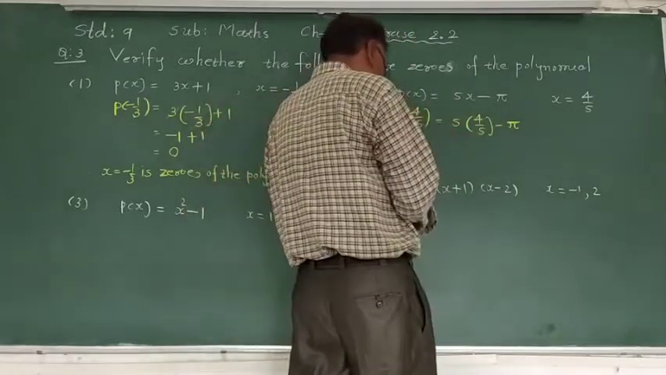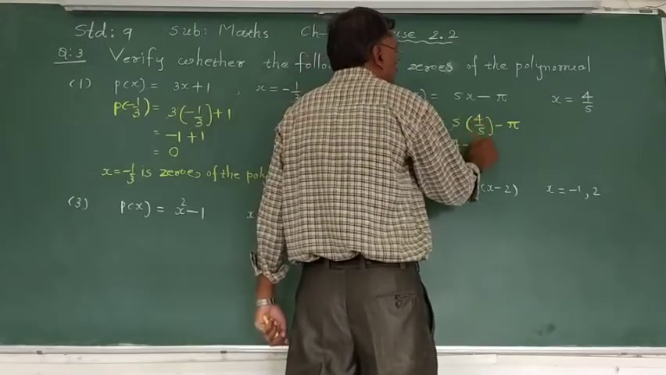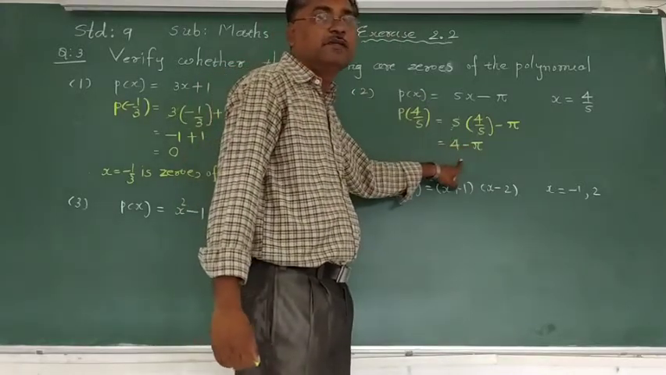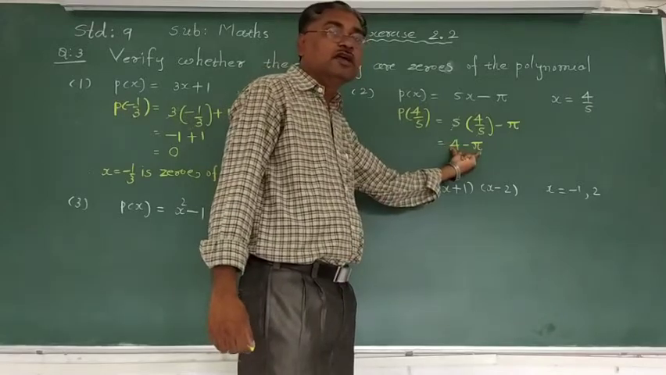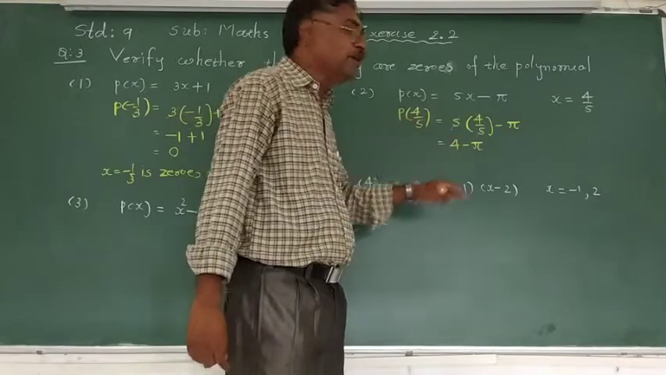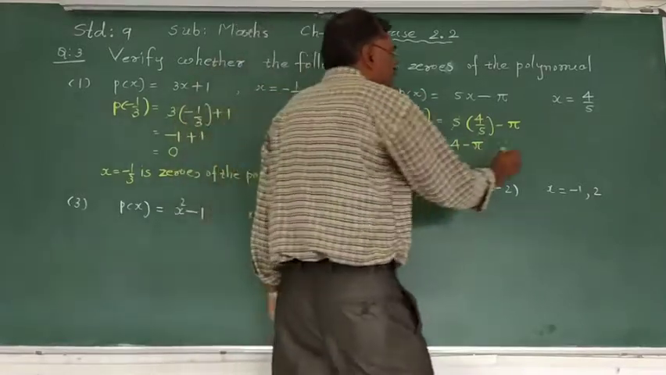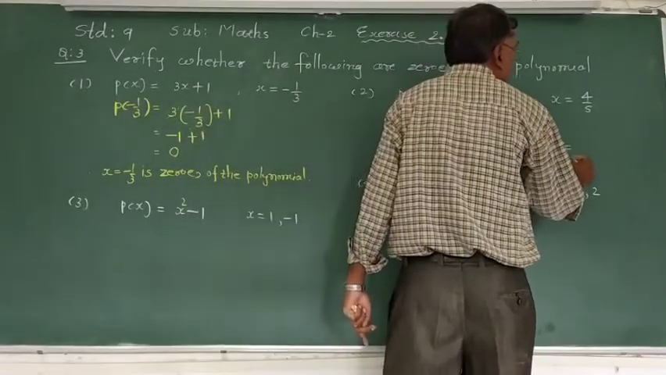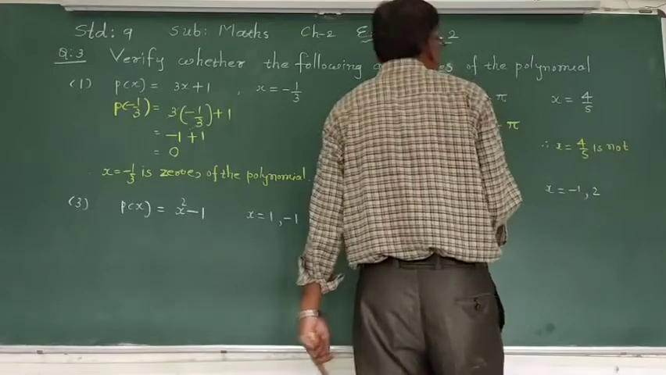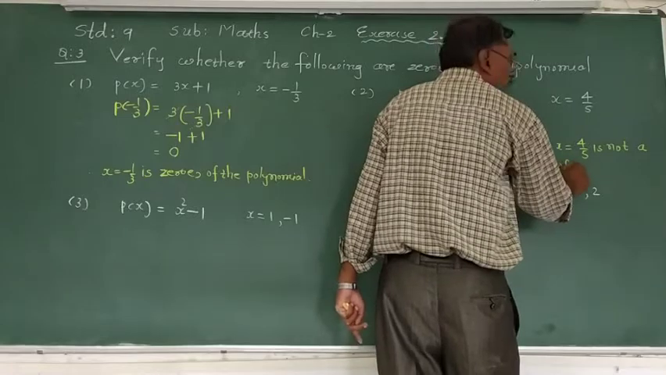Here we can say that 5 will be cut. What do we have now? 4 minus pi. We can't write it as 3 pi or anything because these are unlike terms, and the answer will be as it is. So the answer we obtain is 4 minus pi, whatever it is, but it is not 0. Therefore, x equal to 4 upon 5 is not a zero of the polynomial.